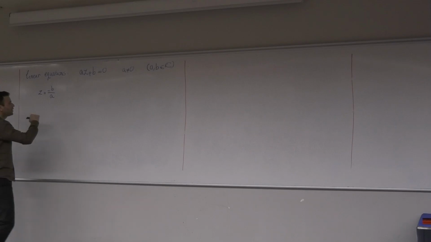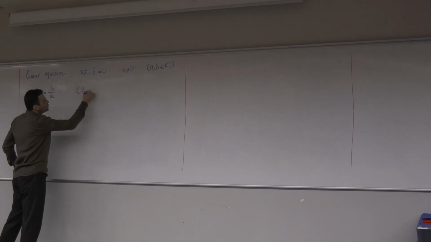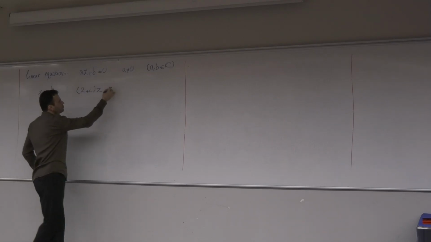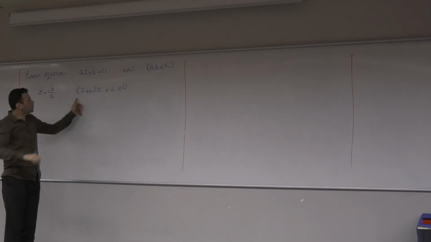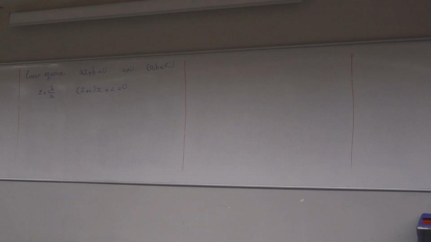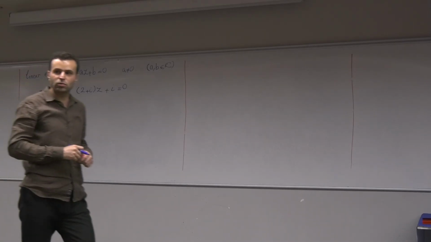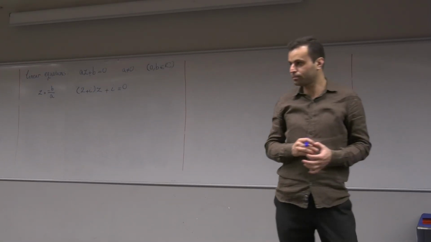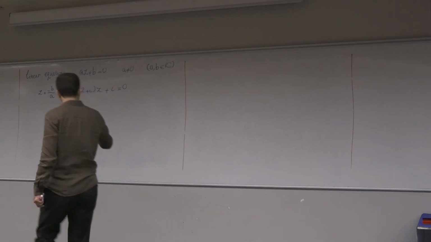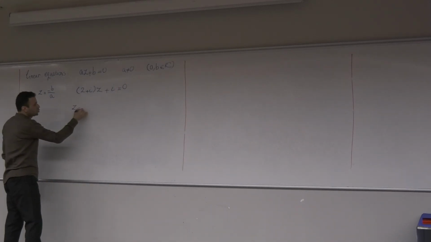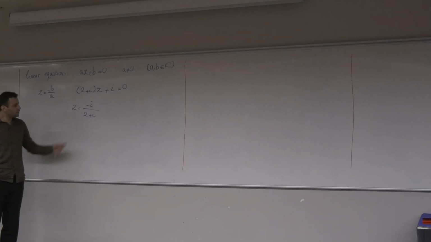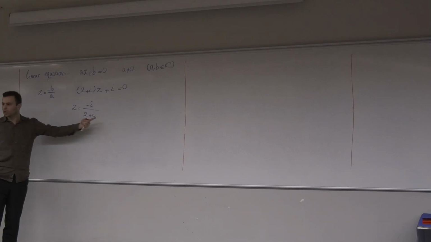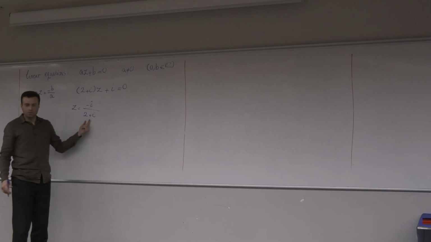For instance, if you have (2 plus i) times z plus i equal to 0, can you please solve this equation? What is the solution of that linear equation? Yes, our z here is going to be minus i divided by 2 plus i. And if you want to write this in the standard form, how can we divide these two complex numbers by each other?